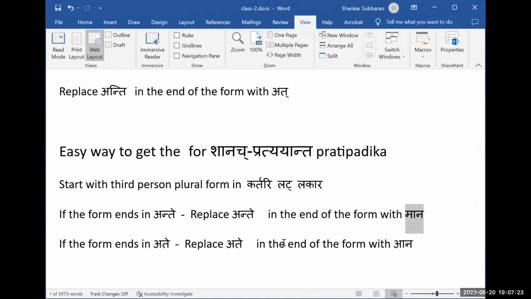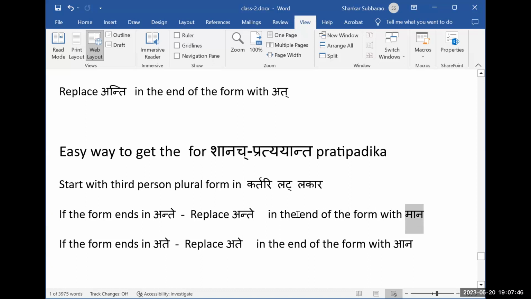Even with anti, the same problem. Gachanti. If you remove anti, you get gach. But there I said add at. Here also, if I have to add like that, I have to say add a mana. I don't want to do that. I'm just saying add mana. But what will become? Labh will become labhamana. Okay?